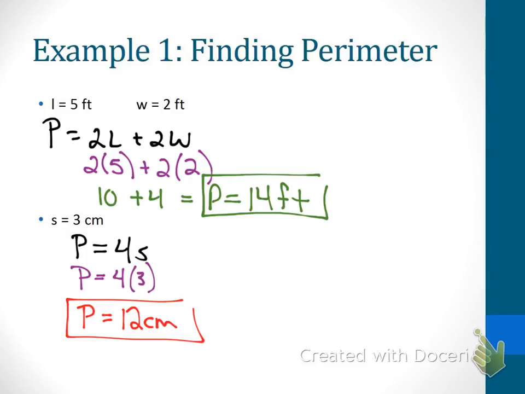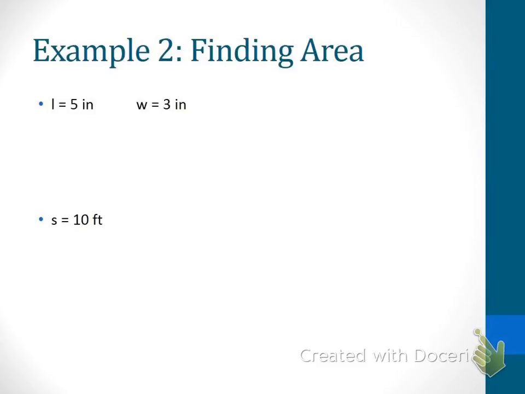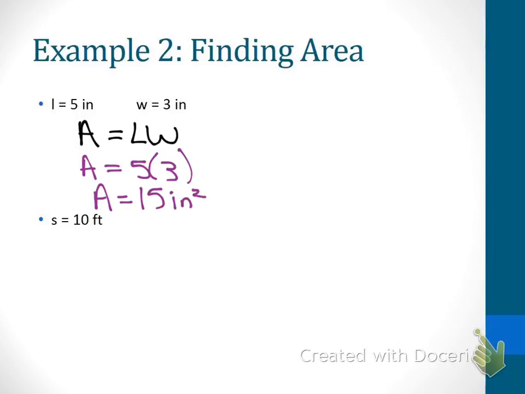Got it? All right, so now moving on to example 2. In example 2, we're going to find the area. So again, we have to determine what kind of shape it is. Is it a rectangle or a square? And then we can plug in the right formula and solve. So the first figure, what do you think? It is a rectangle. Very good. So I need to use the formula for the area of a rectangle, length times width. Always start with my formula, show my substitution, and then box my answer.